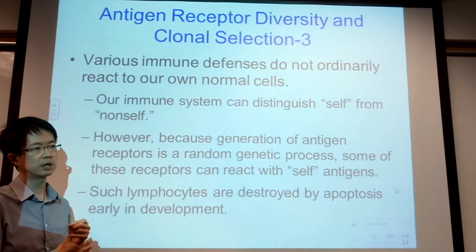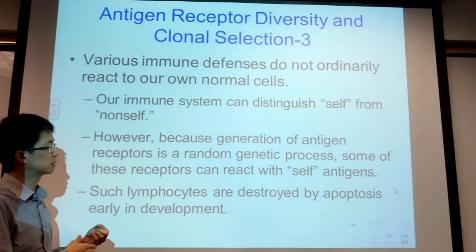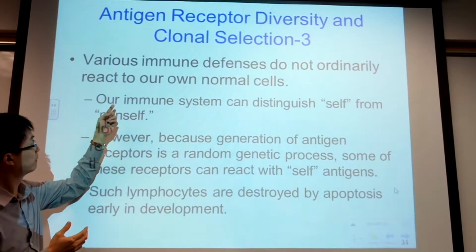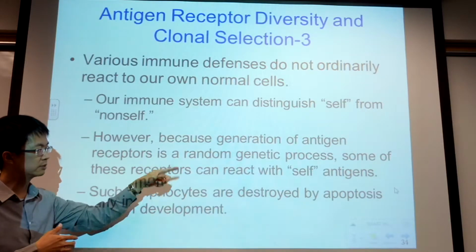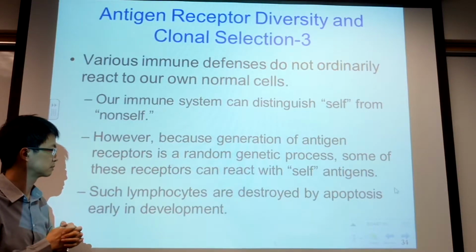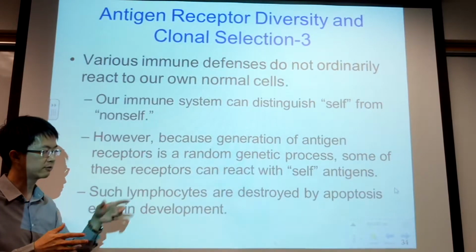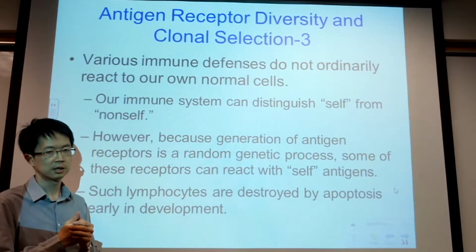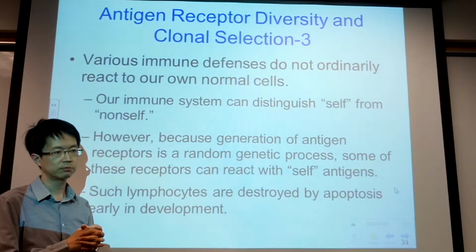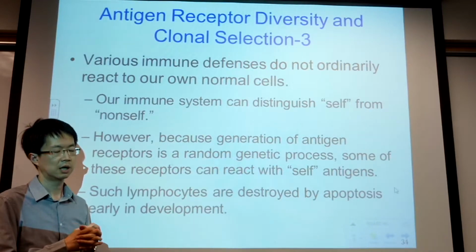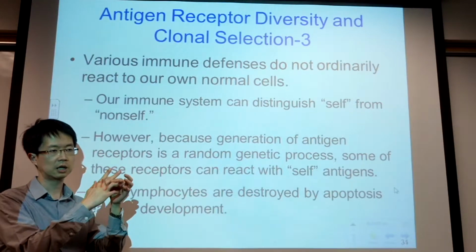So you may ask, how can we generate the antigen receptor on the B cell and T cell, because we have many different types of pathogen? Here it says the generation of antigen receptors is a random genetic process. Because it is a random genetic process, some of the receptors can actually react with the self-antigen, the MHC1 protein. This will be bad because if our immune system works against our own body, then you have autoimmune diseases. For example, rheumatoid arthritis. Rheumatoid arthritis is your immune system attacking the cartilage in your joint.